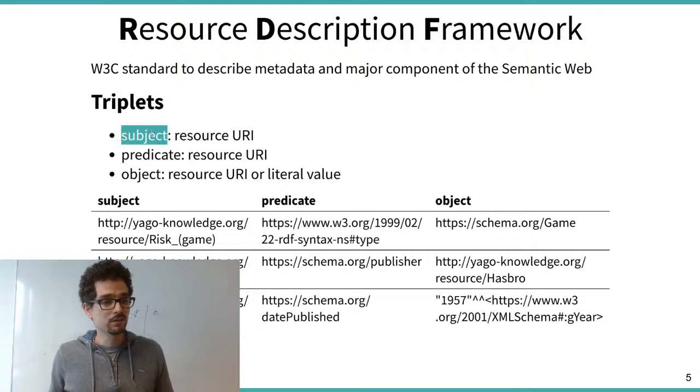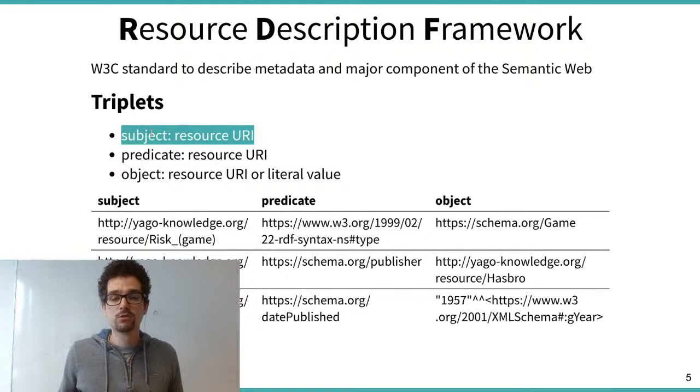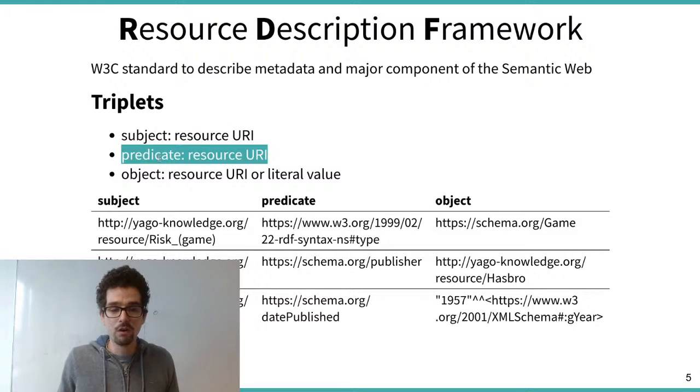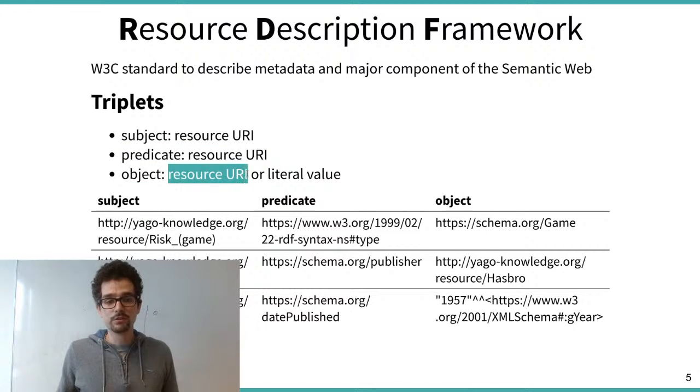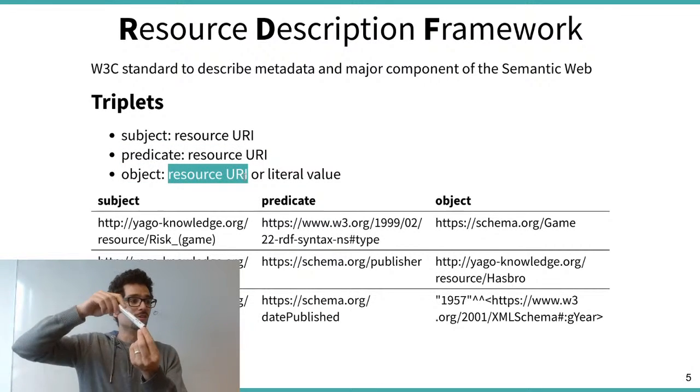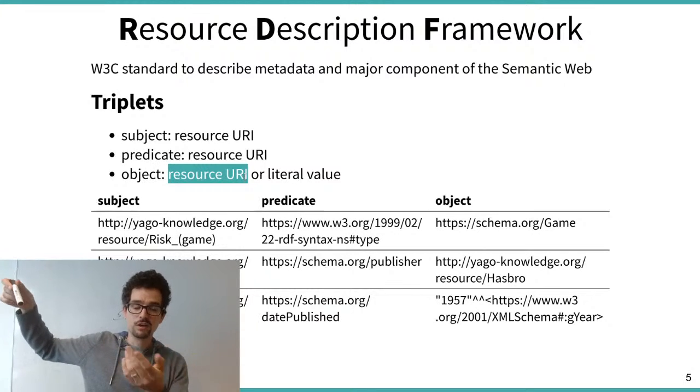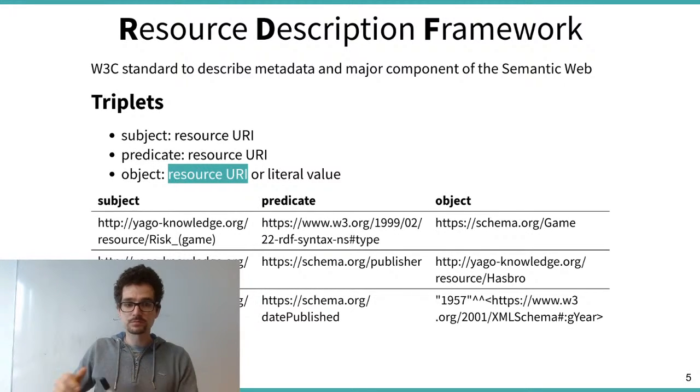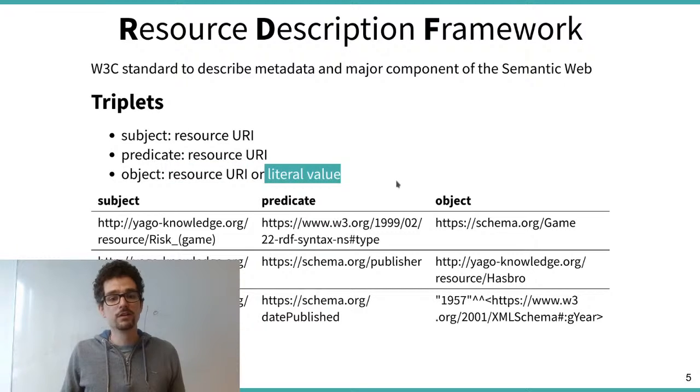So the subject is always a resource URI. The predicate is also a resource URI, and the object can be a resource URI. Then you can see it as a node with an edge to another node, or the object is a literal value.